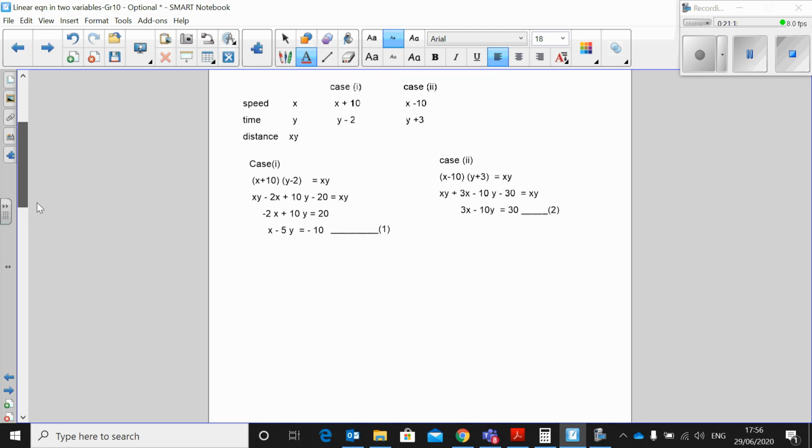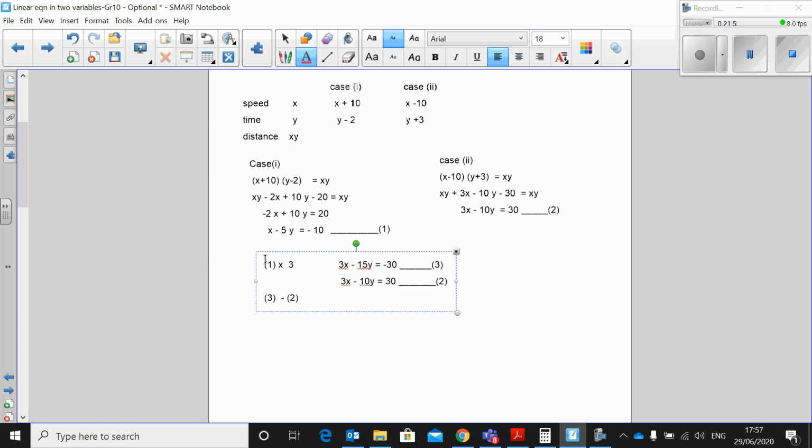Let us solve by eliminating. One is x minus 5y, the other one is 3x minus 10y. So I am multiplying equation 1 by 3. That means 3x minus 15y, which is equal to minus 30. Can we give the name equation number 3? Then let us bring the next equation, equation 2: as we already have 3x, 3x minus 10y, which is equal to 30. Let us subtract equation 3 minus equation 2.